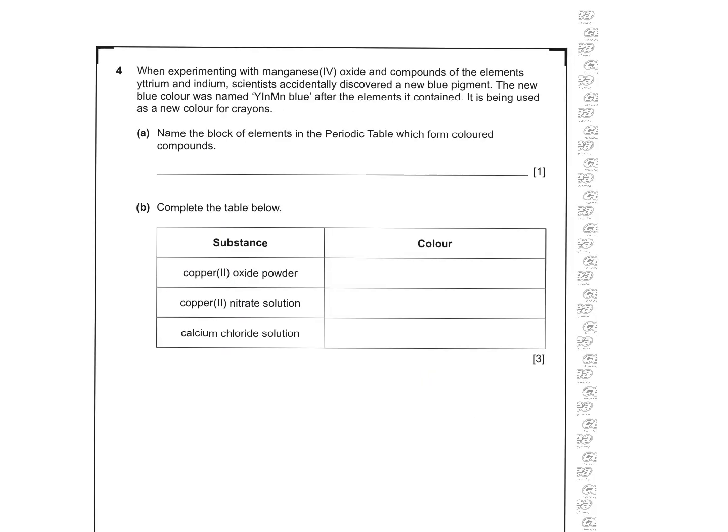Question 4, part A. The block of elements in the periodic table which form coloured compounds. Well, those are the transition metals, or the transition elements. And the colours of these copper compounds, well, copper oxide is black. Copper solutions are usually blue. Copper nitrate solution, copper sulfate or copper(II) sulfate solution. And then calcium chloride. Now, calcium is a group 2 element, and compounds of group 2 elements are white when solid, and they'll dissolve to form a colourless solution.